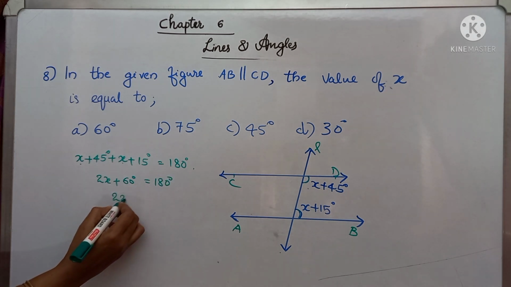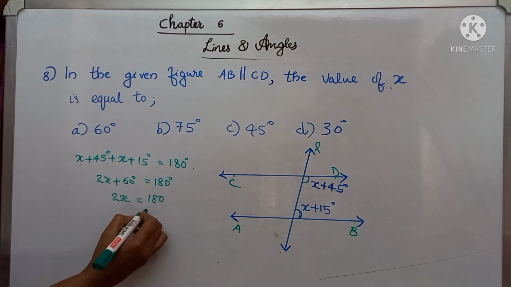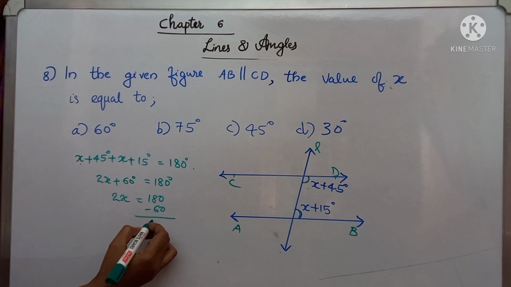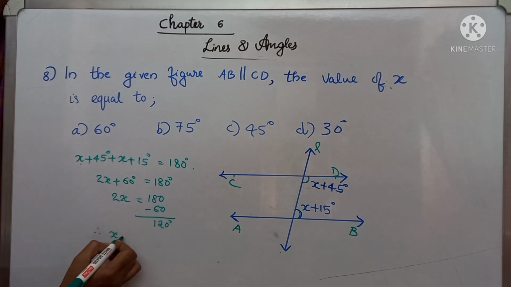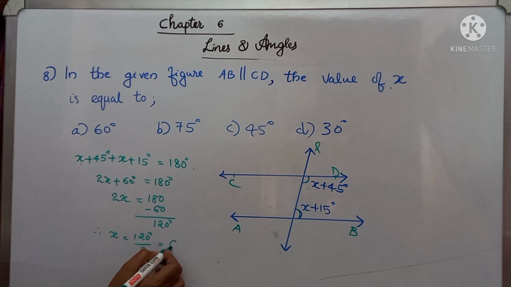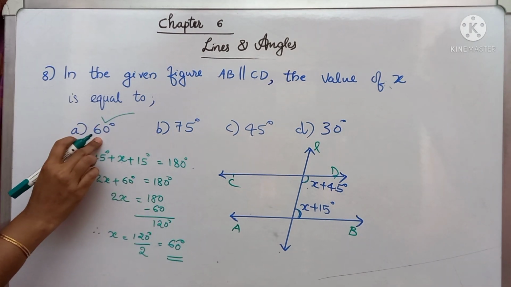Then 2x is equal to 180 minus 60, which is 120 degree. Therefore, x is equal to 120 degree divided by 2, which is 60 degree. So we are getting the answer, option A, 60 degree.